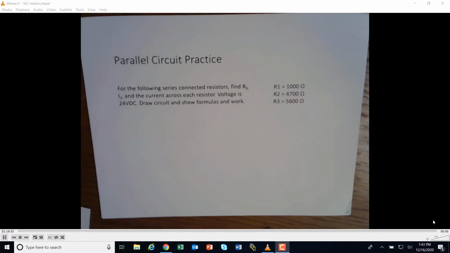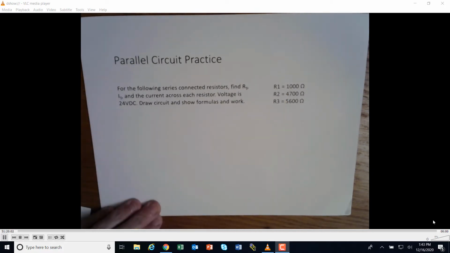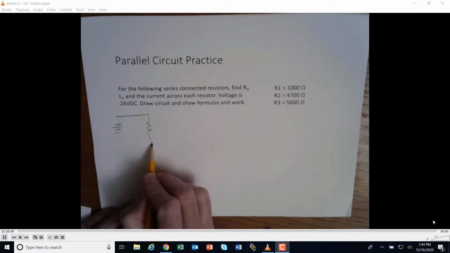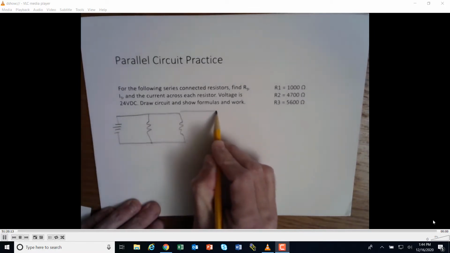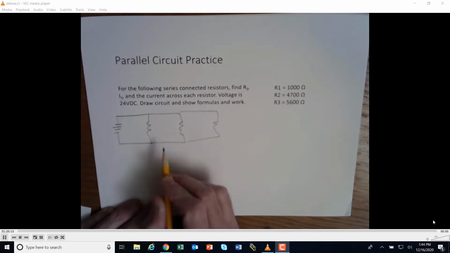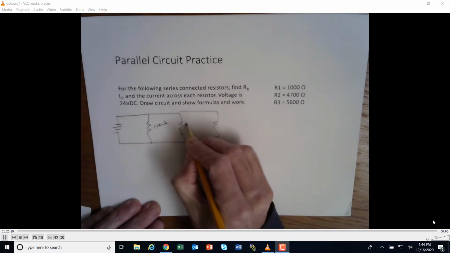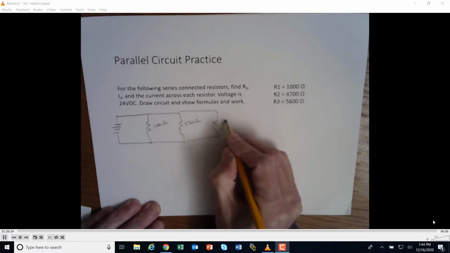Next, we're going to look at a parallel circuit practice, and what we're going to have going on here is 3 resistors, and these are going to be in parallel to a 24-volt power source. So we're going to start by drawing the circuit, and we're going to put 3 resistors in here, like this. And the first one is 1,000 ohms. The next one is 4,700 ohms. And the next one is 5,600 ohms.